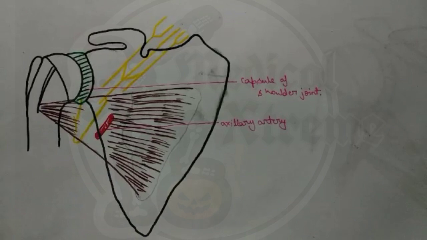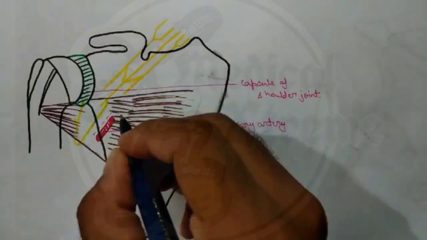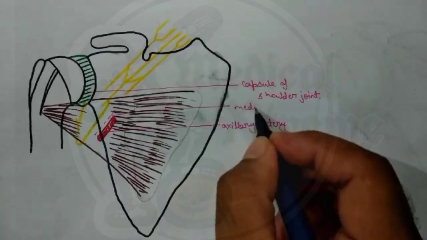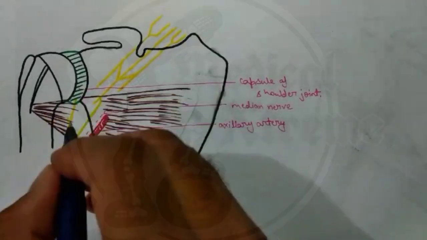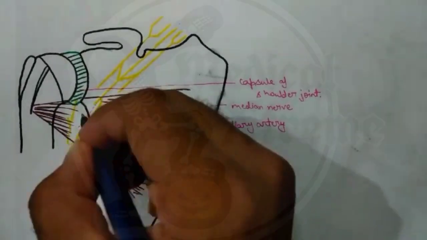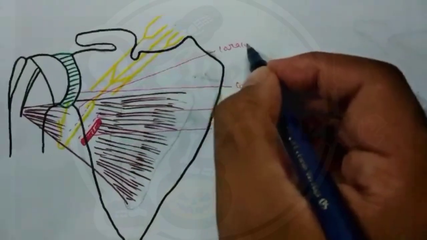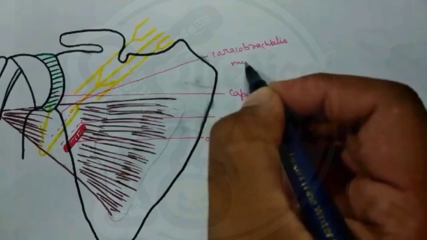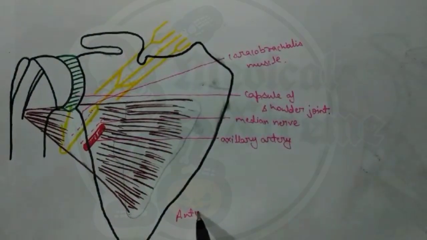Here the nerve is related medially to median nerve and laterally to coracobrachialis muscle. This is the anterior view.